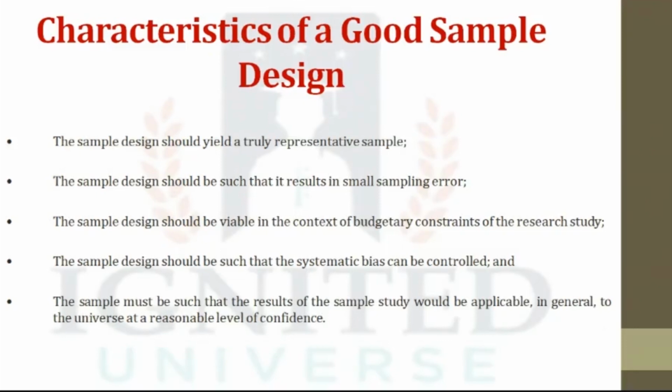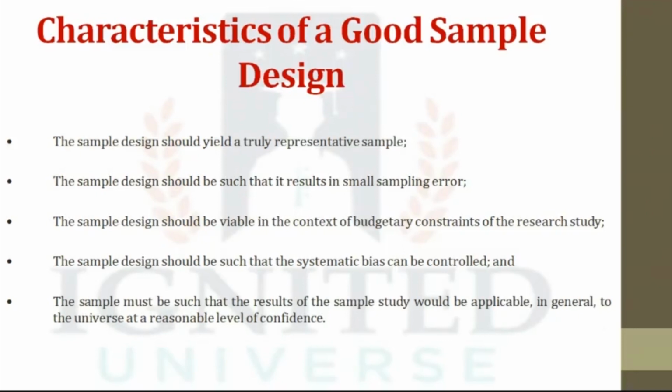Then definitely the sample design should be such that it results in a small sampling error. The sample design should be viable in context of the budgetary constraints of the research study. The sample design should be such that the systematic bias is controlled, and the sample must be such that the results of the sample study should be applicable in general to the universe at a reasonable level of confidence.